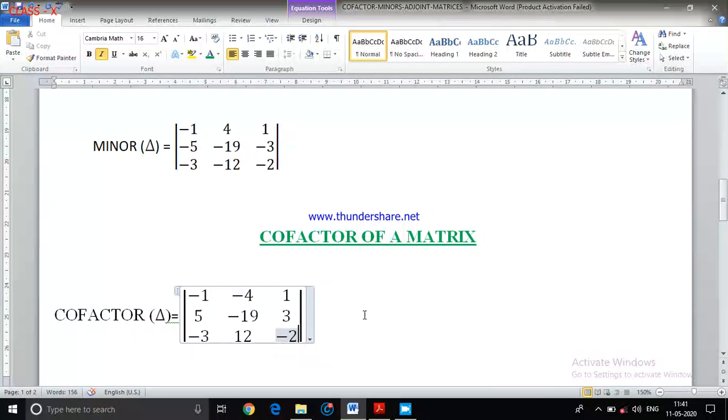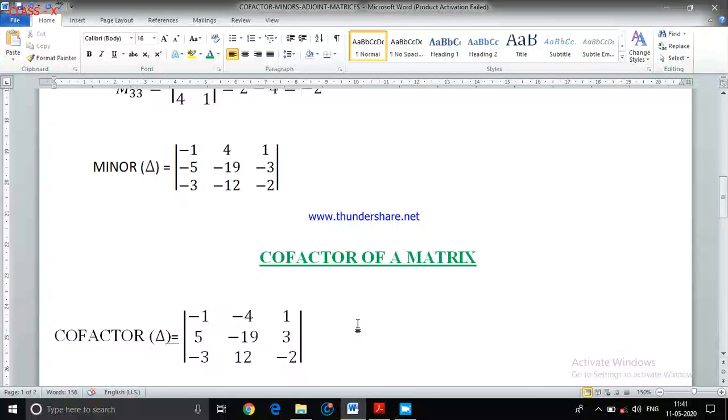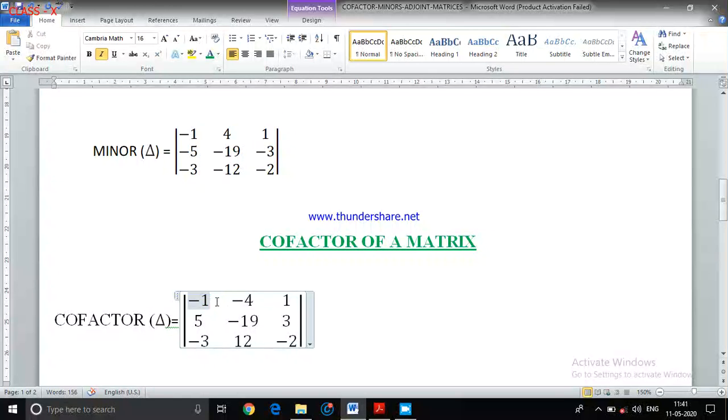What are the elements changing the sign? Here this one, A12, then A21, A23, A32. These are the elements which are changing the sign. Now I'll say what is the difference of minor matrix and cofactor matrix. This is A11 element. 1 plus 1 is 2, even number. So where the sum of i and j, i plus j, is even, sign won't change. If i plus j is an odd number, then the sign has to change.